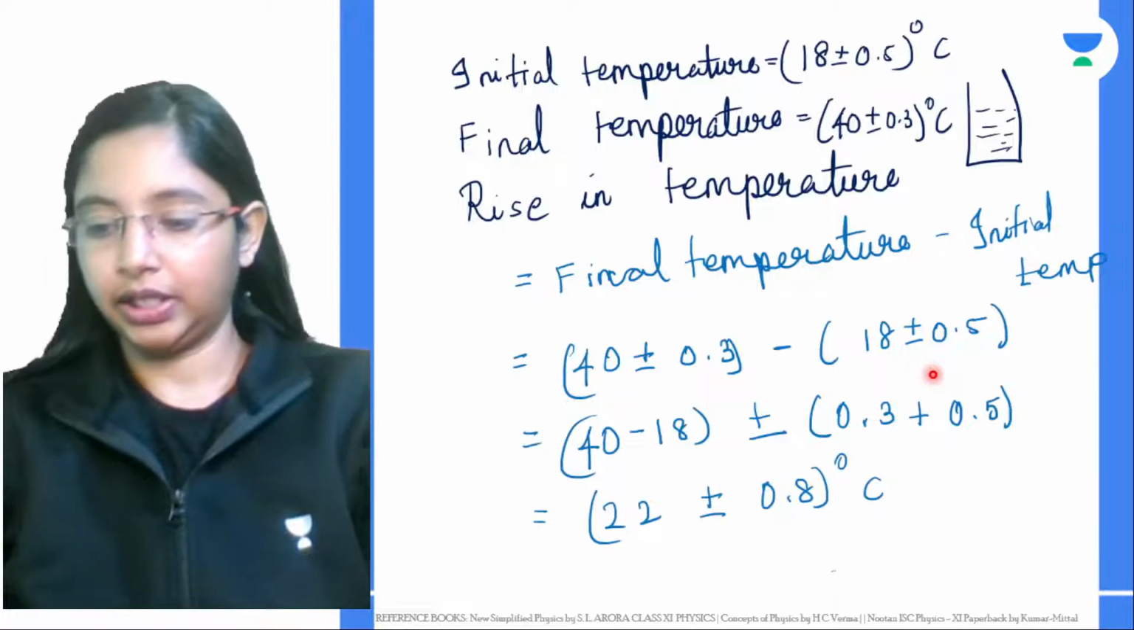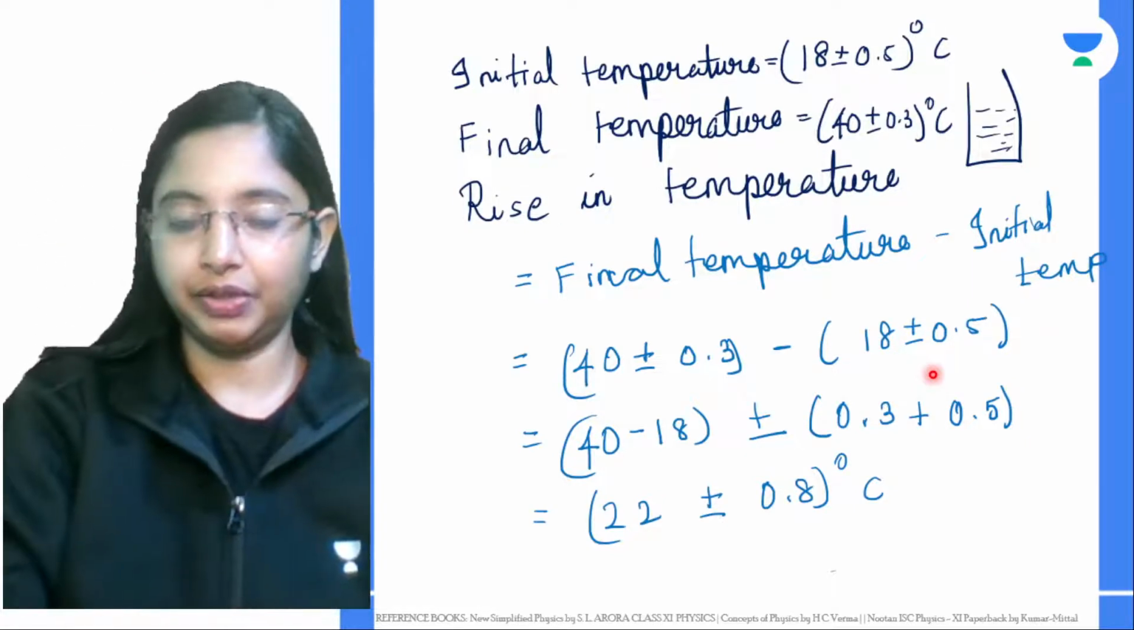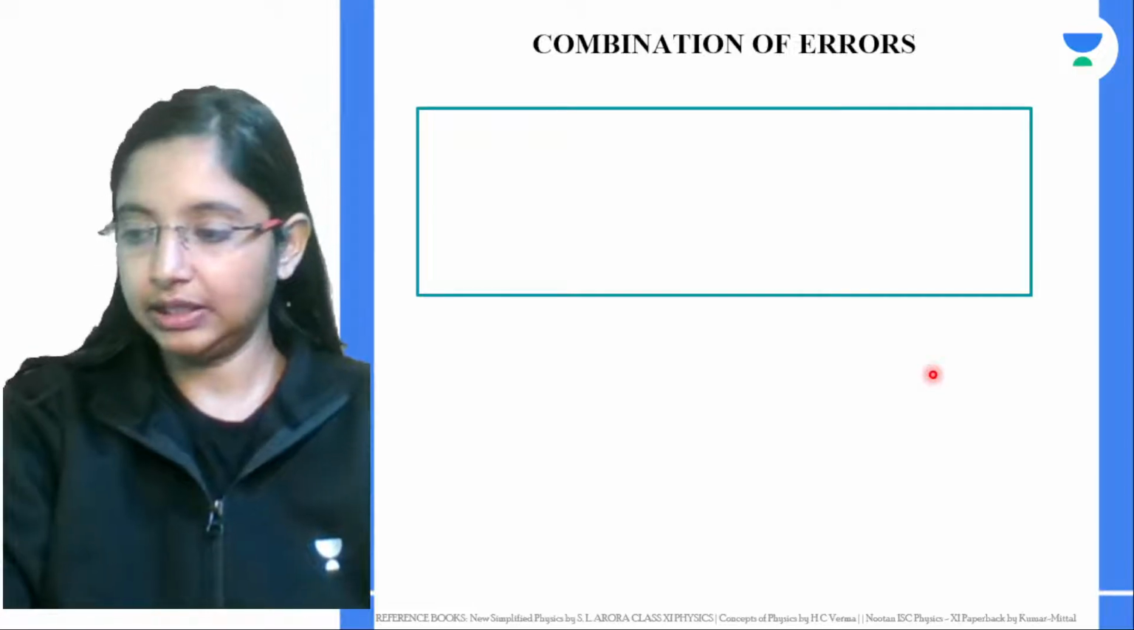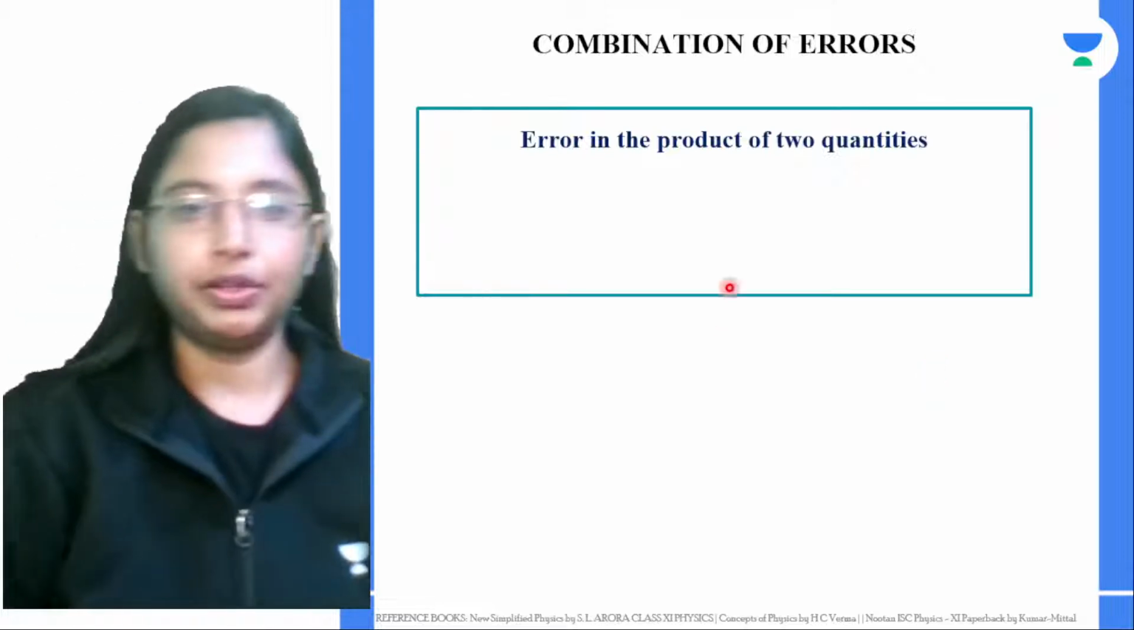Alright, okay, now from here, let's see. Now we have seen addition, we have seen subtraction. Combination of errors. Let's see what happens when error is a product of two quantities. Okay, so we're going to take two quantities.